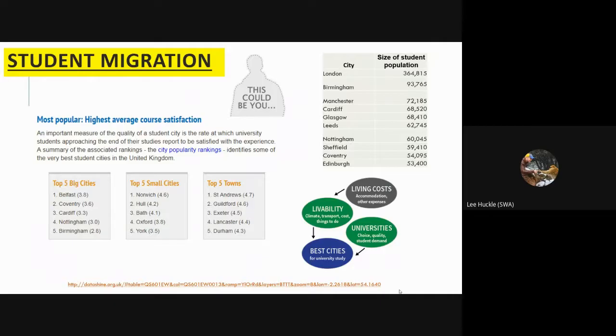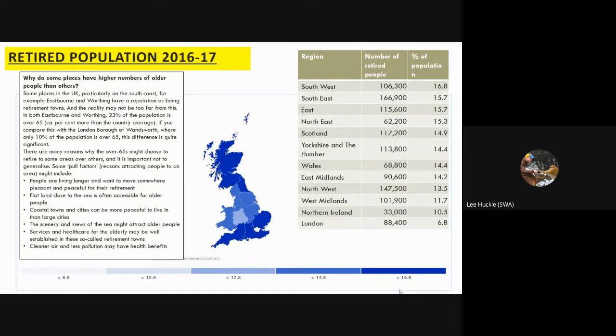What we then discussed was really the bottom right bit here, these four categories. Student migration, the four biggies for students in terms of moving in the UK is living costs, livability, so what's the place like, the actual universities themselves, and also the best cities. And then we supplemented that to finish off with the retired population of the United Kingdom. So just remind yourselves of that as well. So pause here now if you wish.